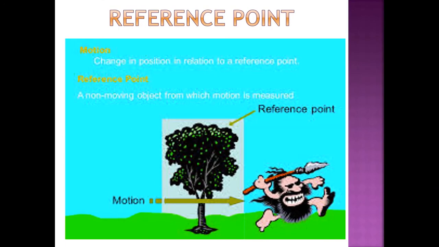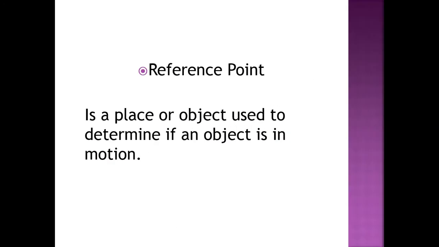Now we are going to see what is a reference point. According to the book, a reference point is a place or object used to determine if an object is in motion. What does this mean? It means when we find an object, we can see if that is moving or not.